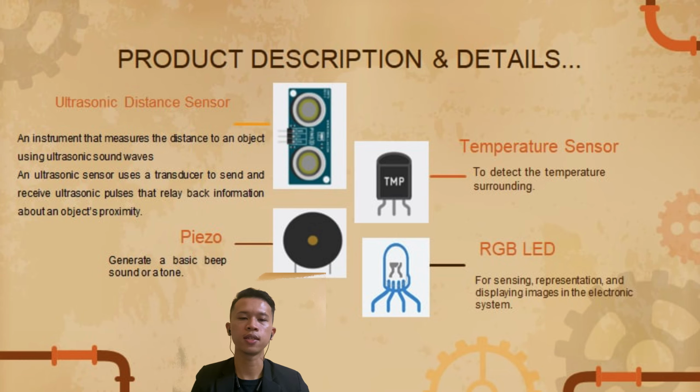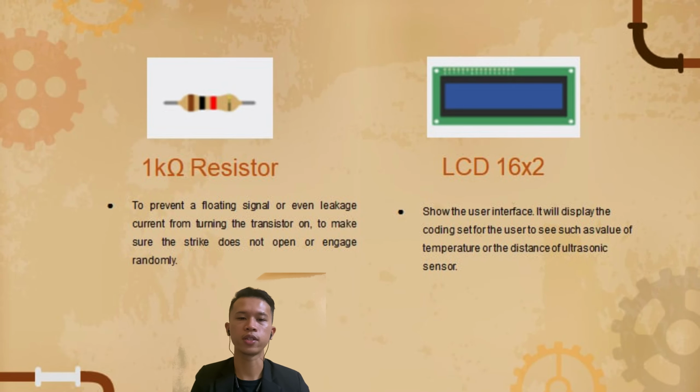Next is the temperature sensor, which is to detect the surrounding temperature. Okay, next is the piezo to generate a basic beep sound or a tone, and the next is the RGB LED for sensing, representation and displaying images in the electronic system. The quantity is also 1. Okay, next we use the 1000 ohm resistor to prevent a floating signal or even leakage current from turning the transistor on, to make sure the strike does not open or engage randomly. The quantity used for the 1000 ohm resistor is 5.